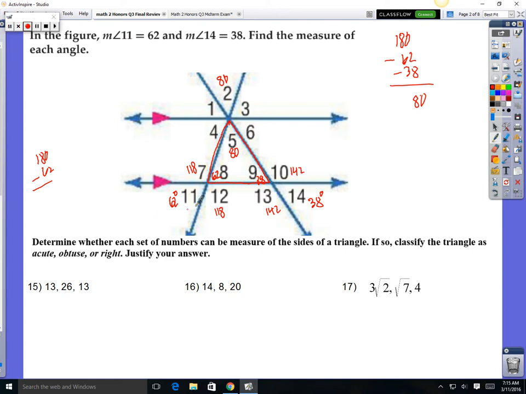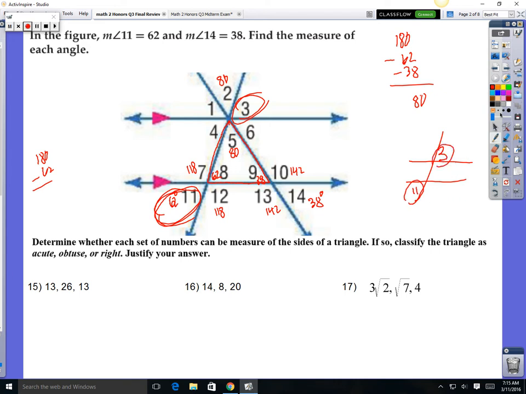Okay, 11. I can look at 11. 11 is going to be congruent to 3. Is that right? 11 and 3 congruent. Maybe they're not. Because I'm looking at this right here. If I've got parallel lines and I've got a transversal right there, this is where 11 is. And this is where 3 is. Yep. So 11 and 3 are going to be alternate interior.